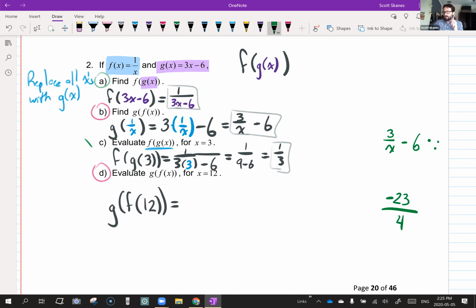Because I'm using a different function this time. I'm going to use this function, and I'm going to replace the x with 12. So I should have 3 over 12 minus 6. And that's 1 over 4 minus 6. Or in other words, I think it's negative 23 over 4. And is that the decimal that it gives, 5.75?